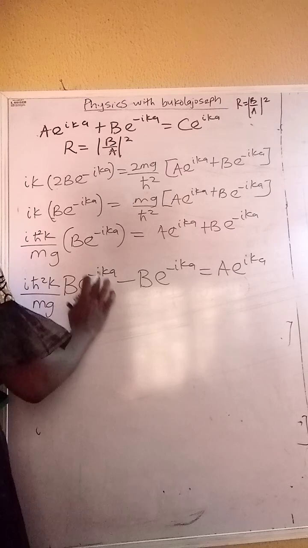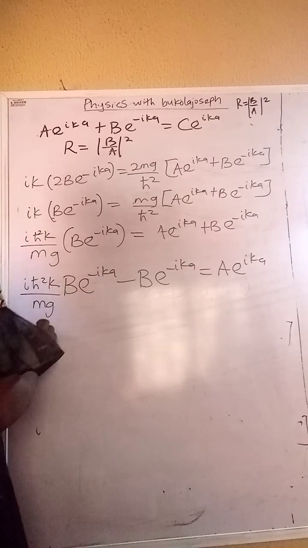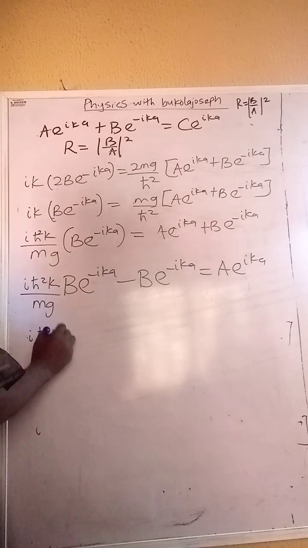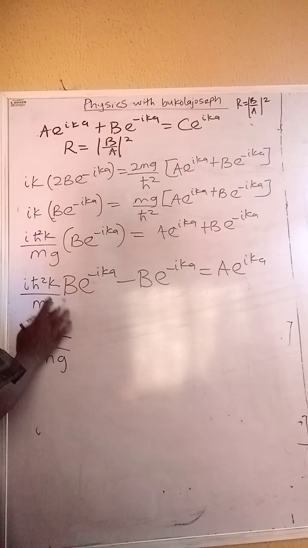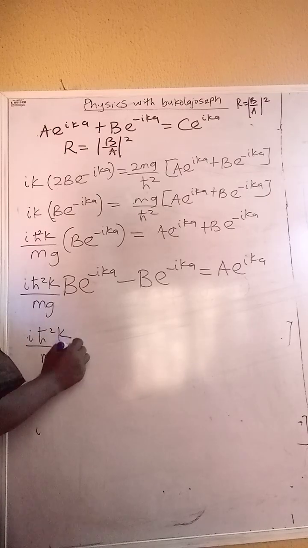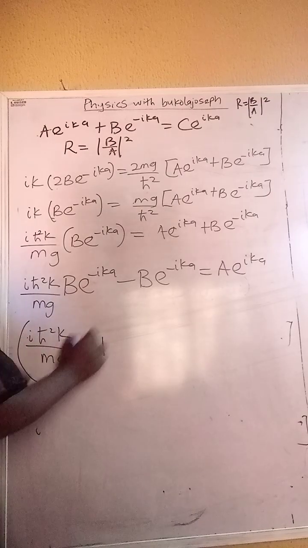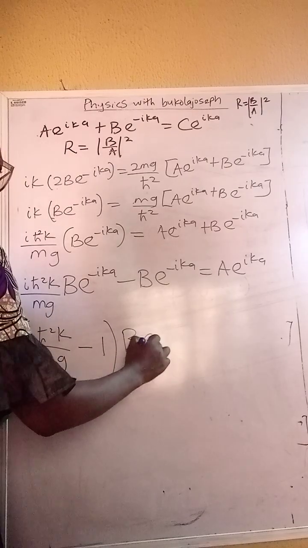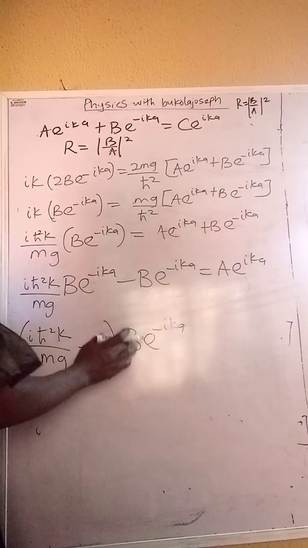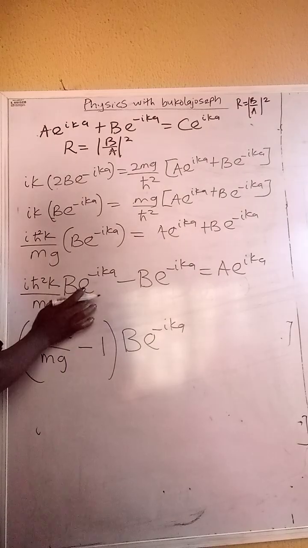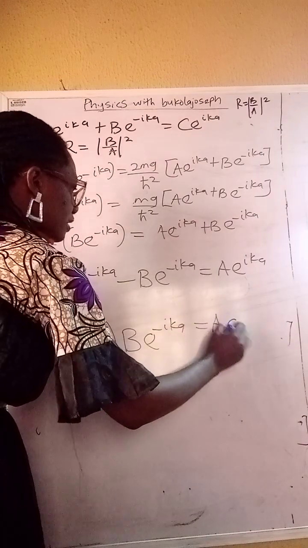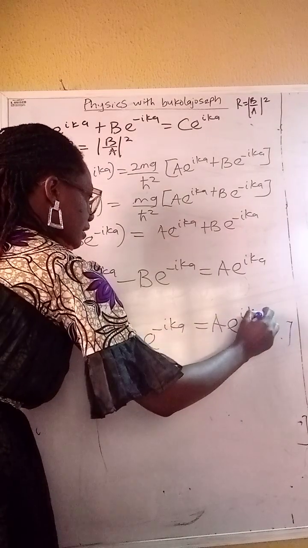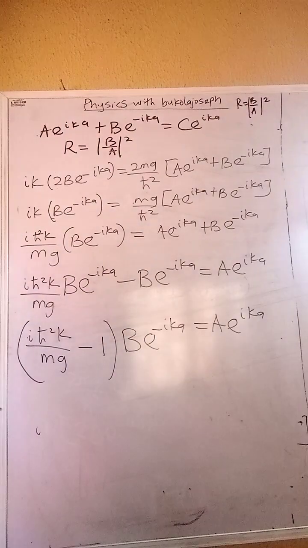If we bring this b exponential minus ika out, we have this left, h cross squared k all over mg, right? If this thing comes out, this will be left, then this will be 1 times b exponential minus ika. So it brings us back to this times this will give us this, times 1 will give us this, equals to a exponential ika, right? So what do we do next?